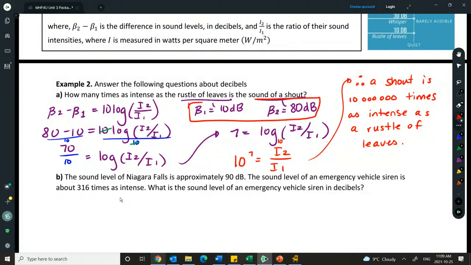Okay, so basically just same kind of solving processes that we've been using with all of our other types of logarithm questions. Okay, the sound level of Niagara Falls is approximately 90 decibels. The sound level of an emergency vehicle siren is about 316 times as intense as that. What is the sound level of an emergency vehicle siren in decibels?